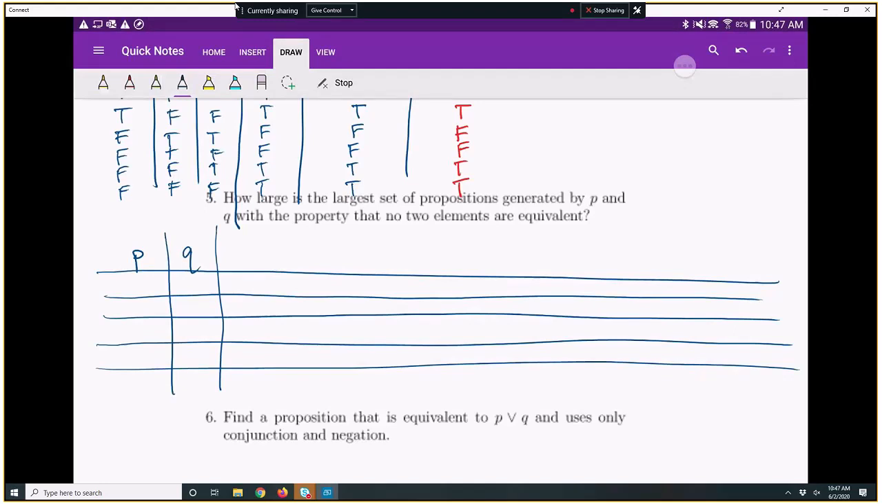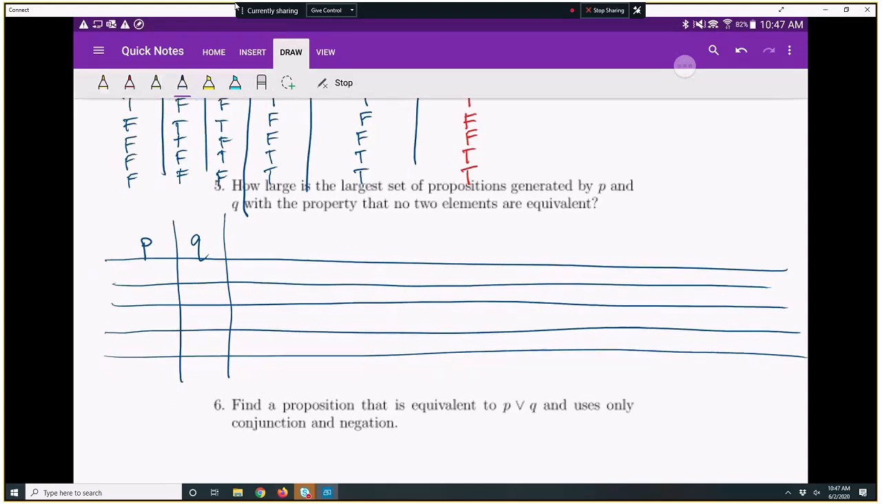So I have 4 rows. The question basically boils down to how many different ways can I fill in 4 rows with true and false so that none of them are the same.